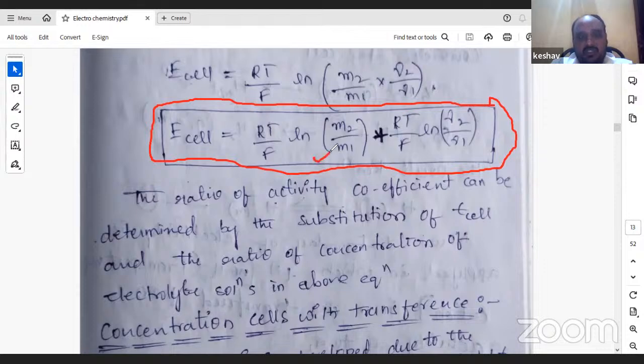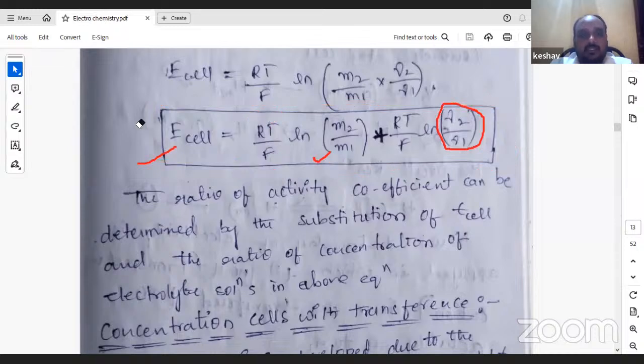This concentration ratio is known. R is the gas constant, known and fixed. T is the temperature, fixed. F is the Faraday number, fixed. This E cell is obtained by combining the two electrodes. Therefore, by substituting all these, we can find the activity coefficient ratio. With the help of concentration cells without transference, the activity coefficient ratio can be determined. Right? Is it clear? Yes, sir.